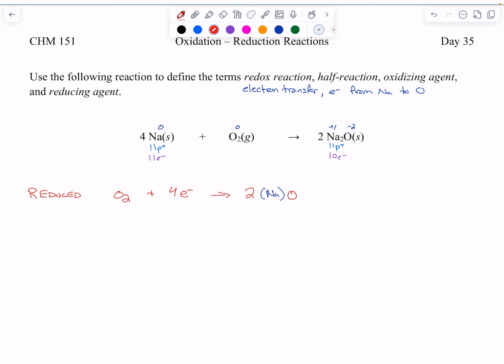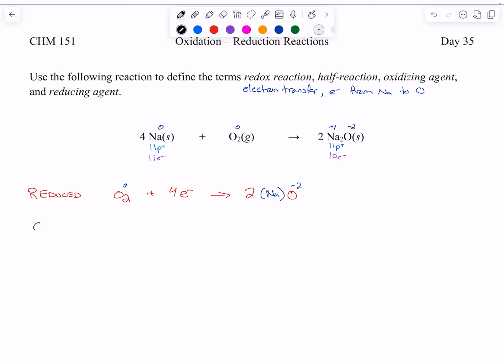Why are there 4 electrons? Now, I'm not going to be big on this, but why are there 4 electrons? Well, each oxygen goes and gains 2, right? We go from 0 to minus 2. So oxygen needs to gain 2 electrons. But there are 2 oxygens. So each oxygen gains 2 electrons, so 2 times 2 is 4 electrons.